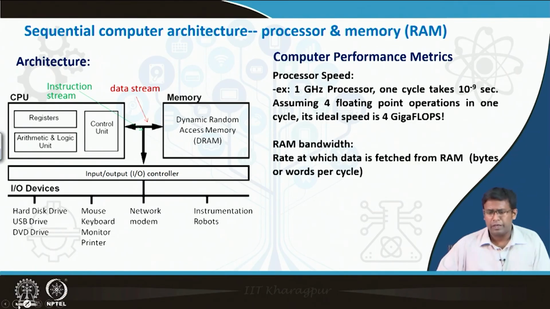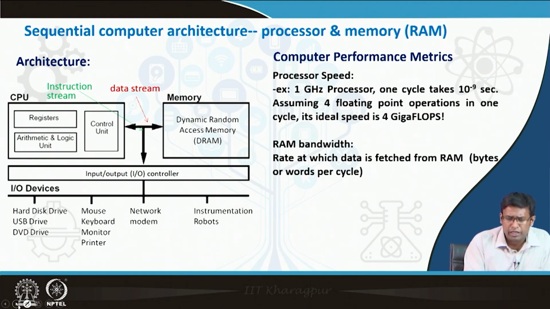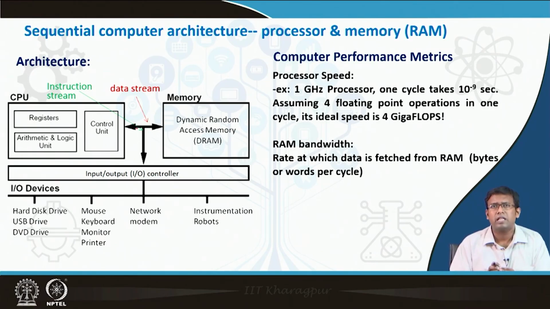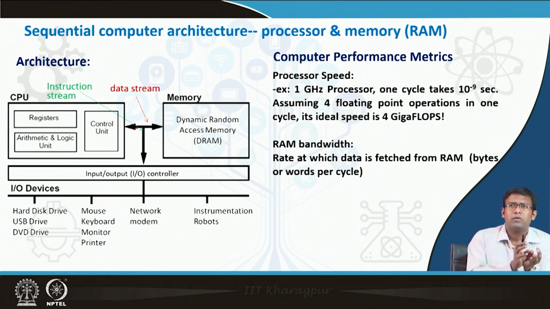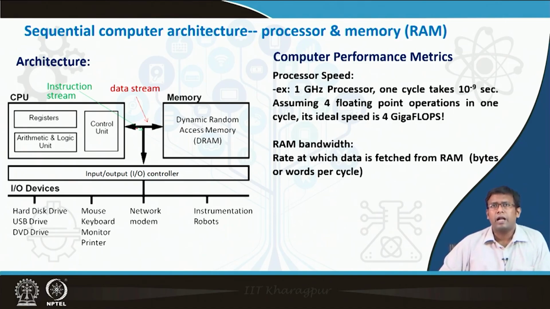So, if we talk about RAM, there are two important performance metrics in a RAM. One is the RAM bandwidth. That means when the CPU control unit fetches data from the RAM at one cycle, it gives one set of instruction to the instruction stream, it gives one set of instruction to the data stream, and one packet of data comes here. And how much data is fetched in one cycle?